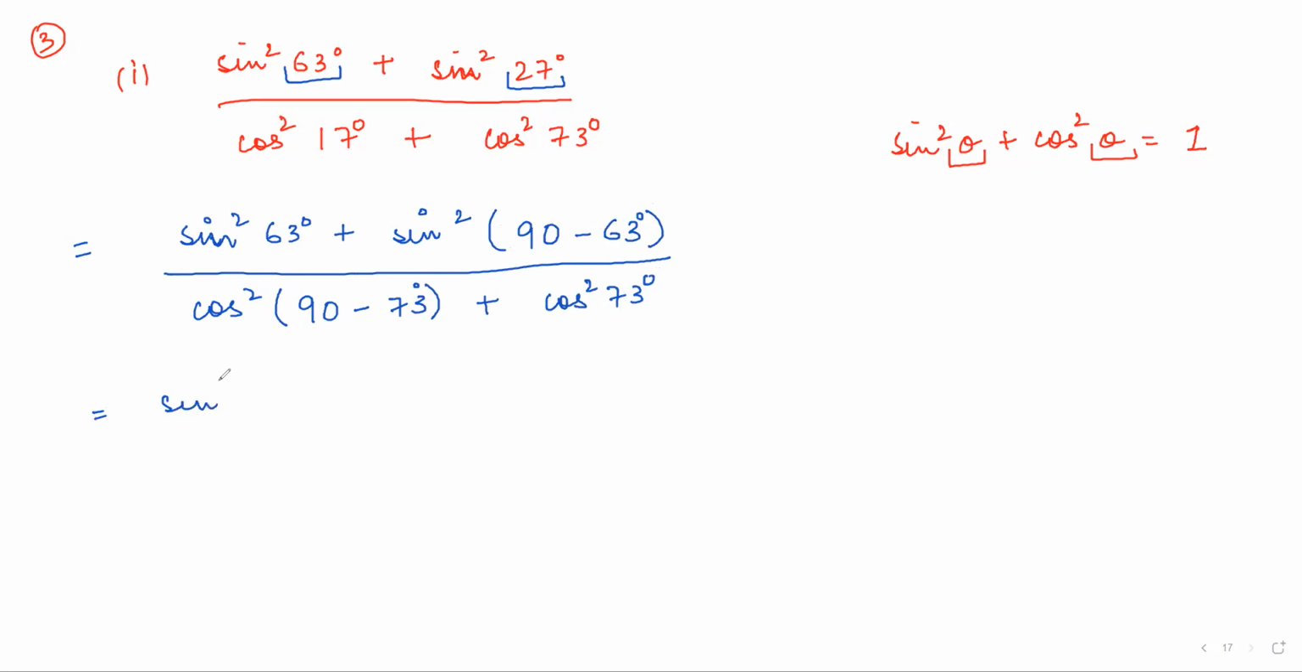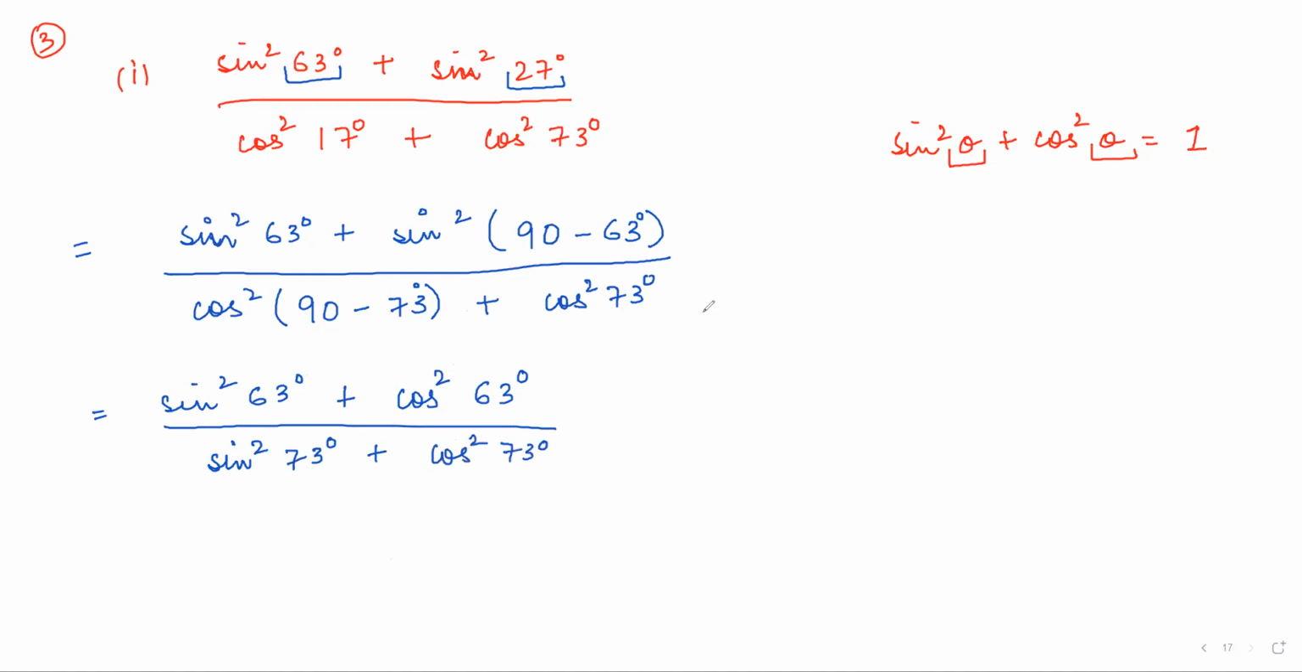Now this is sine square of 63 degrees plus, so sine of 90 minus theta becomes your cos theta. So that becomes cos square of 63 degrees, right? Divided by, again, cos of 90 minus theta is sine theta. So this becomes sine square of 73 degrees plus cos square of 73 degrees. Now you just compare it with this identity. So theta is the same. So that becomes 1. Again, sine square theta plus cos square theta is 1. And the answer is 1.